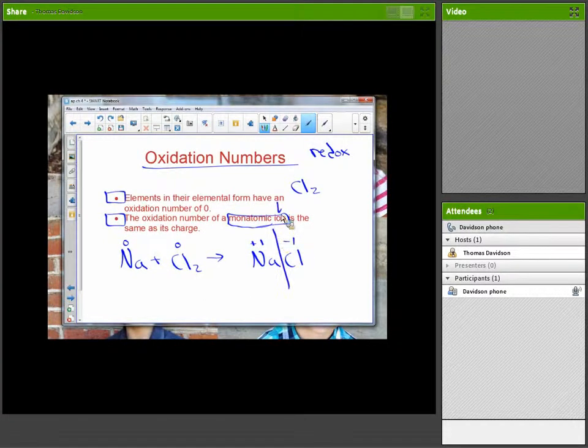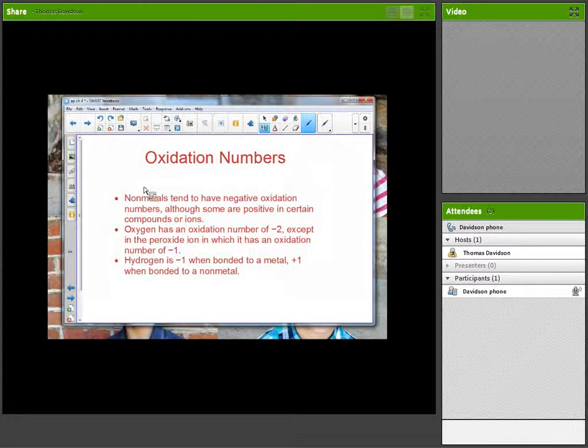They are made out of ions, and they are monatomic because there's not more than one. Because they're not technically bonded, really. They're just attracted. They are attracted, but we do call it an ionic bond. Next. Nonmetals tend to have negative oxidation numbers.